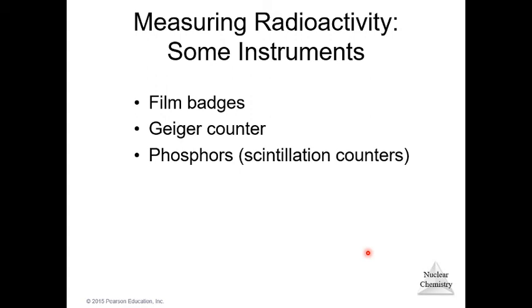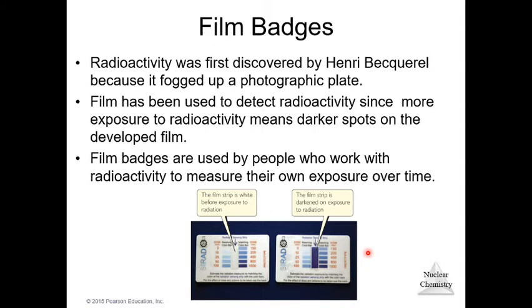We're just going to talk briefly about some instruments to measure radioactivity. Film badges use film because that's how radioactivity was first discovered. Becquerel had his photographic plates with film, and they would get fogged up by radioactive substances. And so film has been used to detect radioactivity ever since. Film badges are clipped to your clothes, or you wear one on your finger ring, to measure your own exposure.